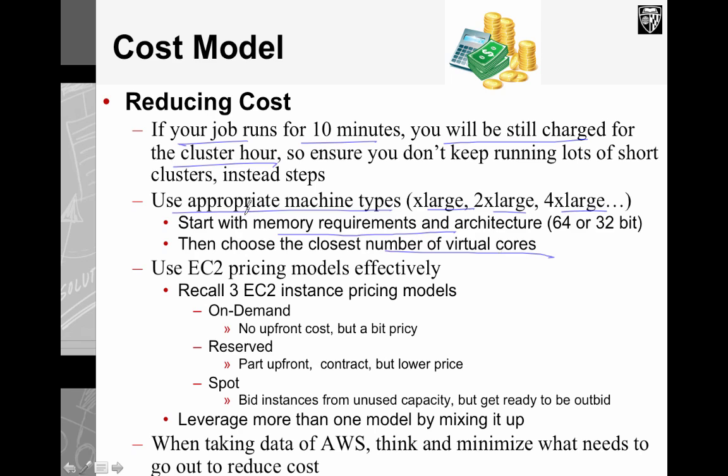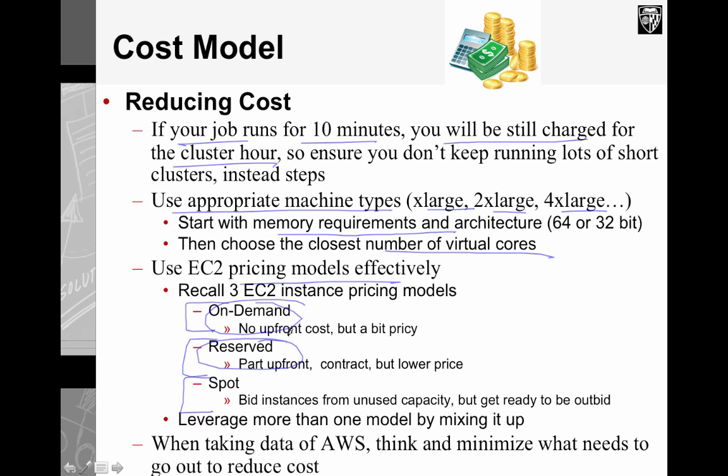Use the EC2 pricing models effectively. Remember, in EC2, you have on-demand instance types, reserved instance types, and spot instance types. If you're going to be running the cluster for the next a year or 2 years or 3 years, then you may want to go with some kind of a contract and get the reserved instance types. But if you're going to be running the cluster ad hoc, then you're okay with just doing the on-demand, like the one that we've been doing in the class.